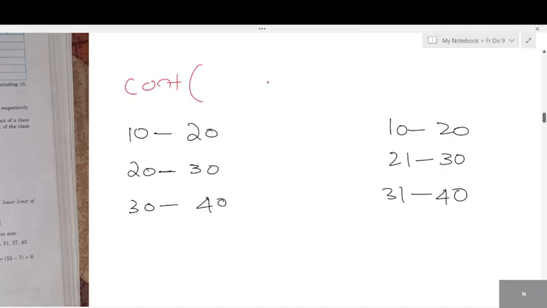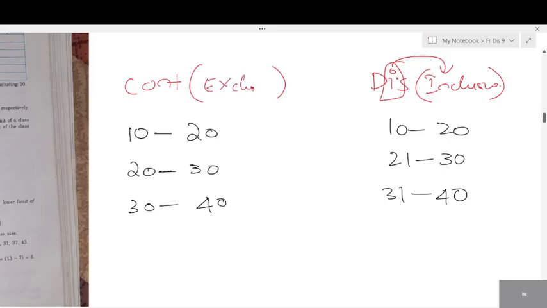First one is continuous. If it is continuous, which one we use? If it's discontinuous, inclusive or exclusive? I told I is given here. For inclusive it is discontinuous, and for continuous it should be exclusive. Now look there. In continuous, what is 10, students? What is 10? Lower limit. What is 20? Upper limit. Only for continuous. Remember, only for continuous, we also call this as true lower limit.